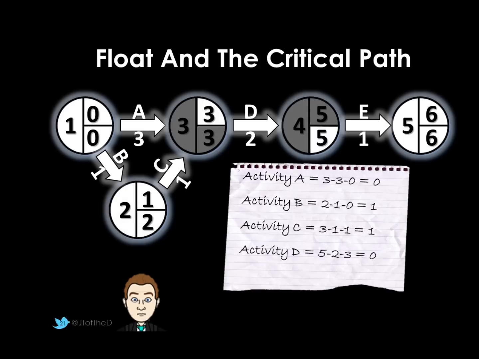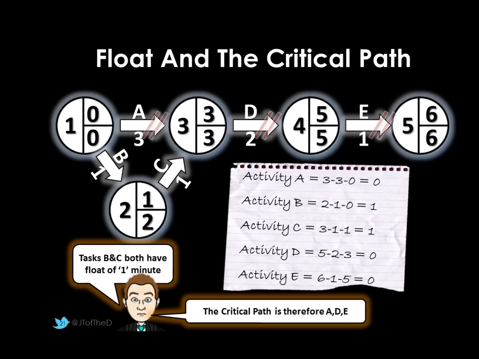Activity D. 5 minus 2 minus 3 is 0. And finally, activity E. Latest finish time of 6. Take away duration of 1. Take away the earliest start time of 5. Leaves us with 0. So there's a couple of conclusions we can make here.